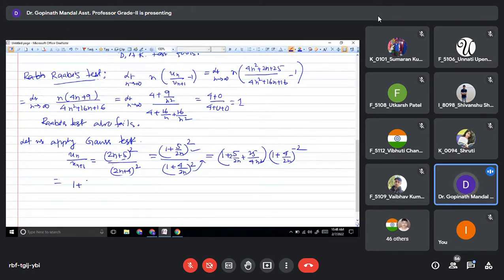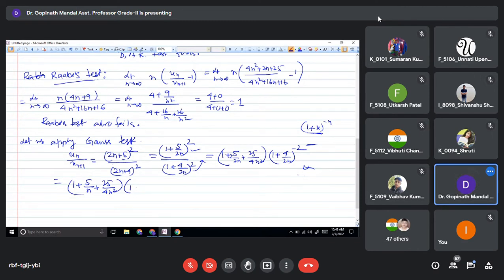So 1 plus 5 by n plus 25 by 4n square, and expand this series. This series is actually of the form (1 plus x) to the power minus n. (1 plus x) to the power minus n means 1 plus nx plus n into (n minus 1) by factorial 2 into x square.